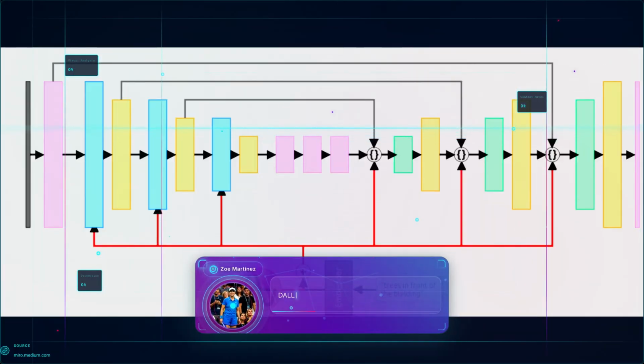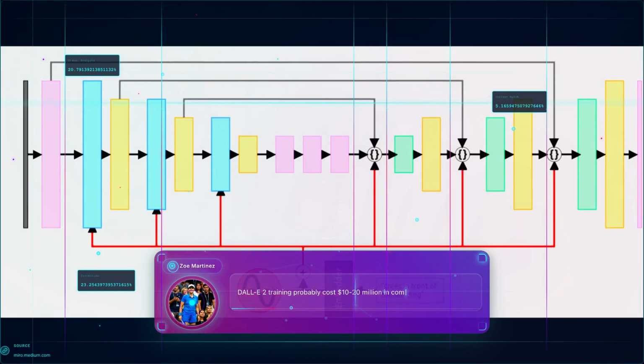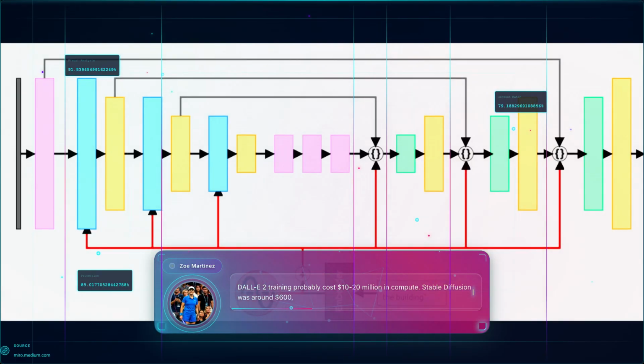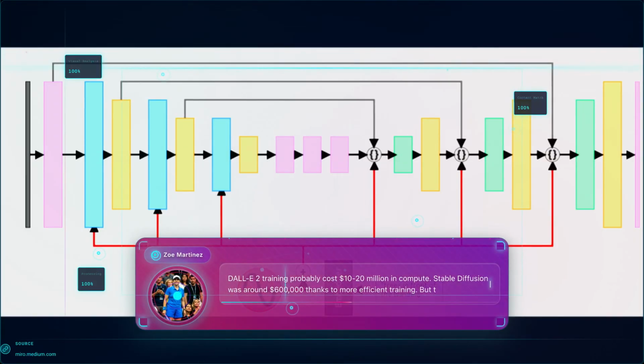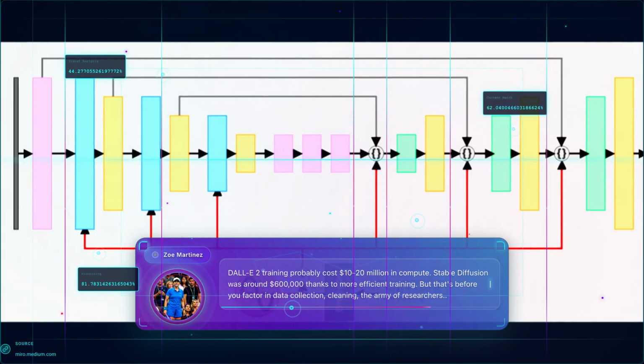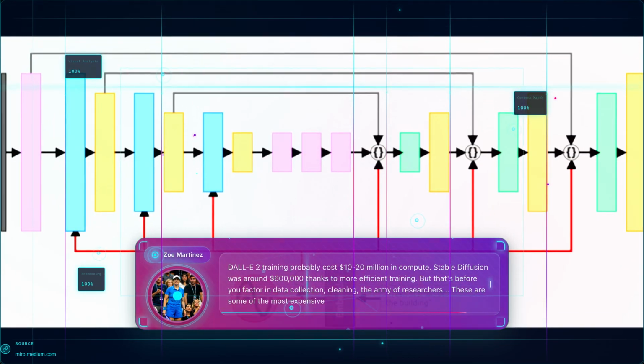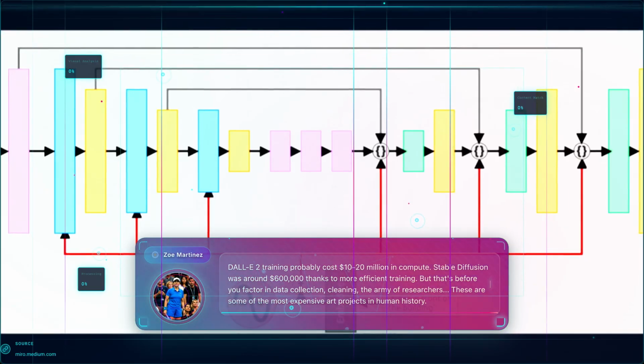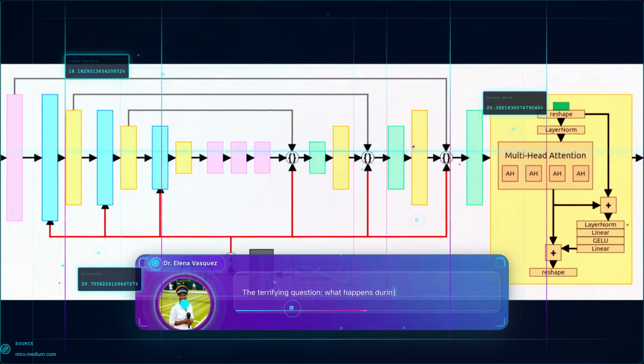Training cost. DALL-E 2 training probably cost $10, $20 million in compute. Stable Diffusion was around $600,000 thanks to more efficient training. But that's before you factor in data collection, cleaning, the army of researchers. These are some of the most expensive art projects in human history. A terrifying question, what happens during inference?